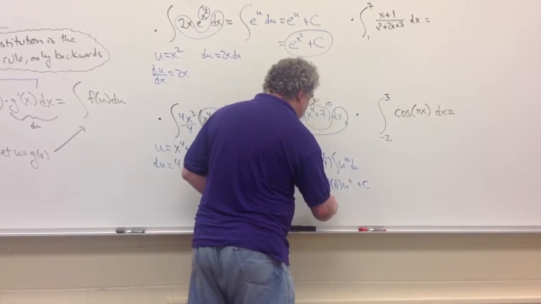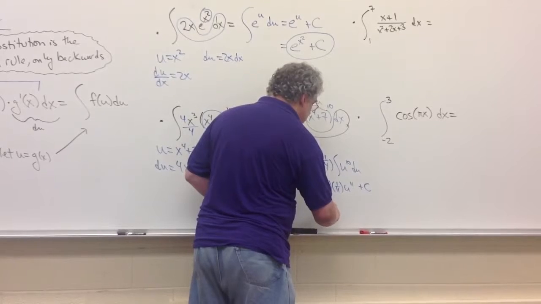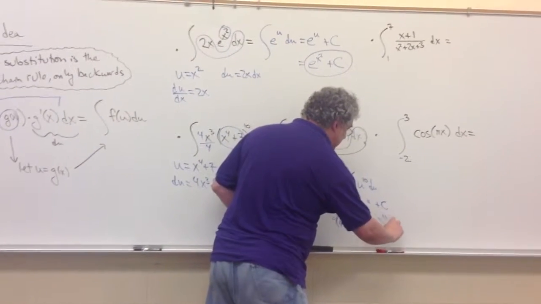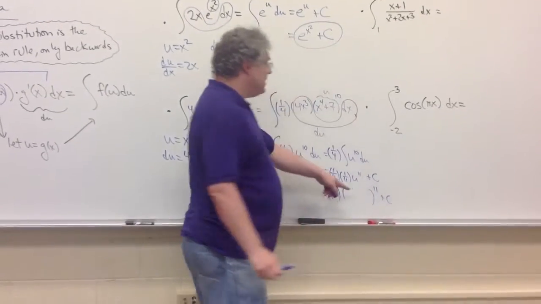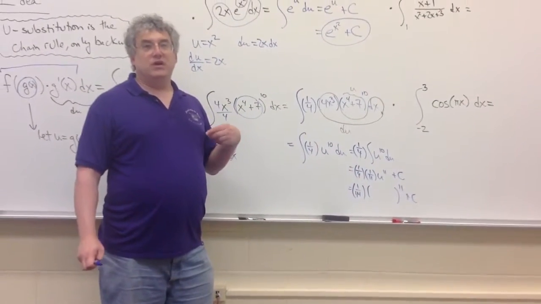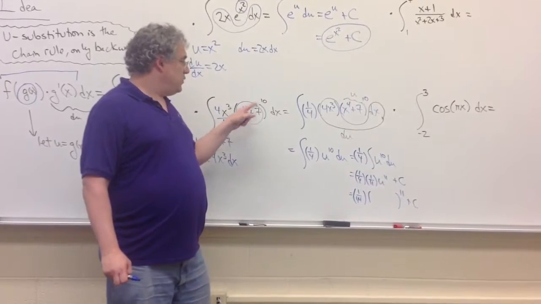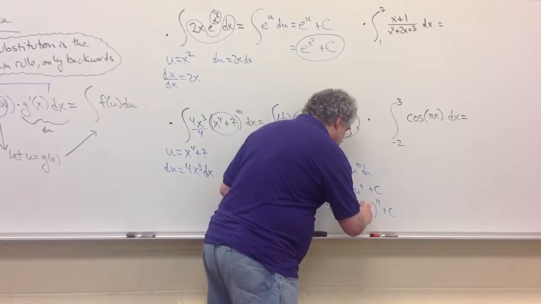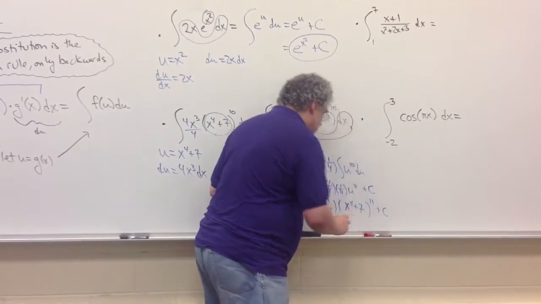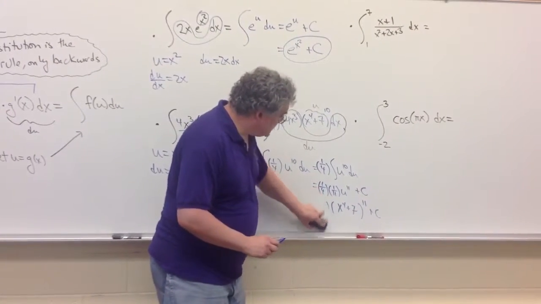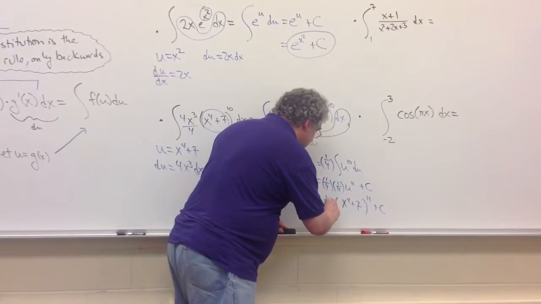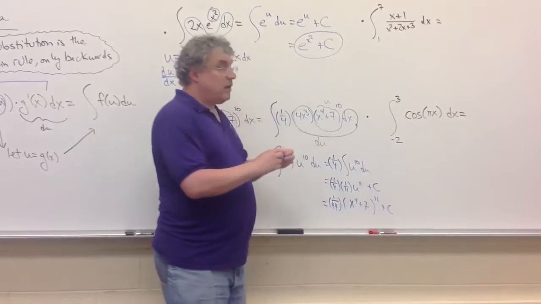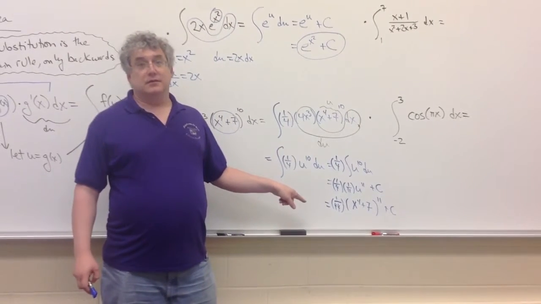So we end up with 1/44, something to the 11th plus c. And what is that something? It's u, but we don't use u because u is not part of the original problem. We use what u is. It's x to the 4th plus 7. And I'm going to rewrite that 44 because that looks a little weird. Hopefully that makes some sense.